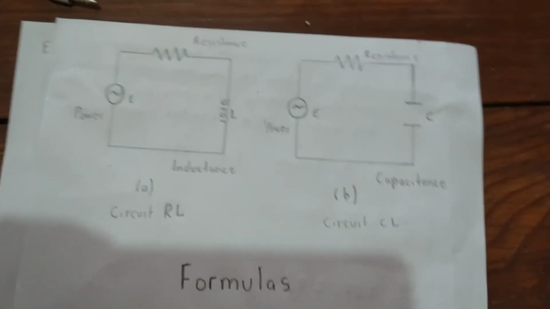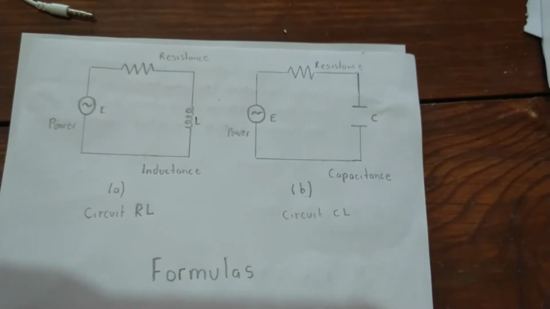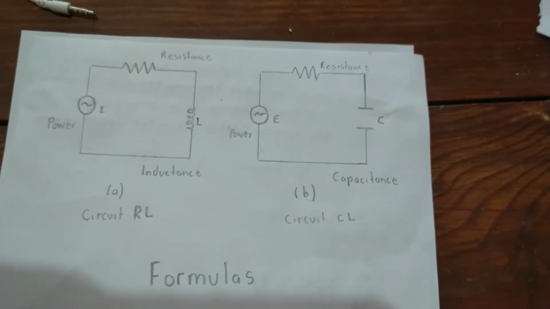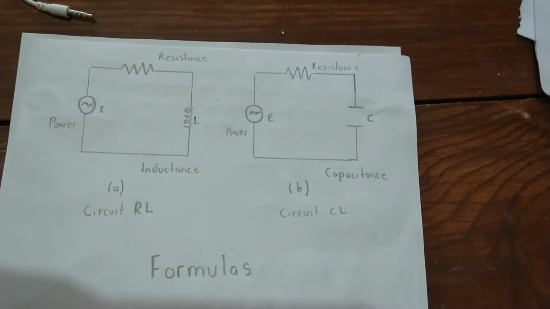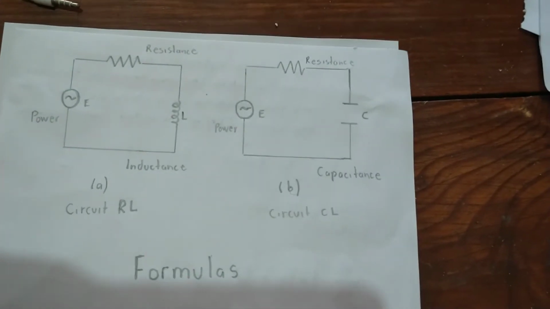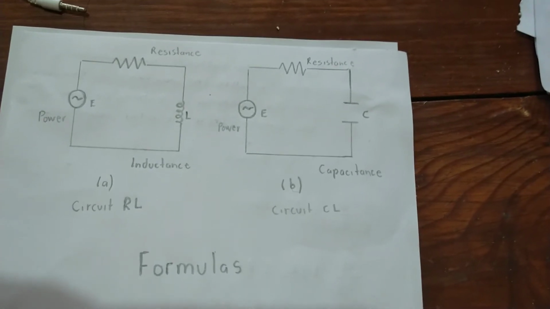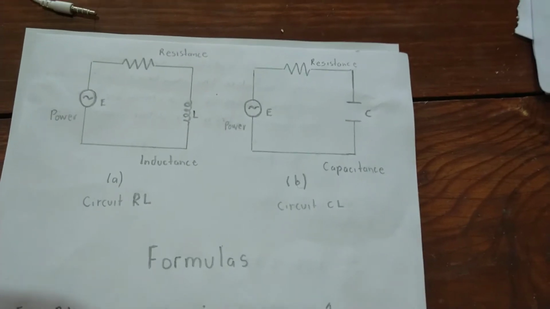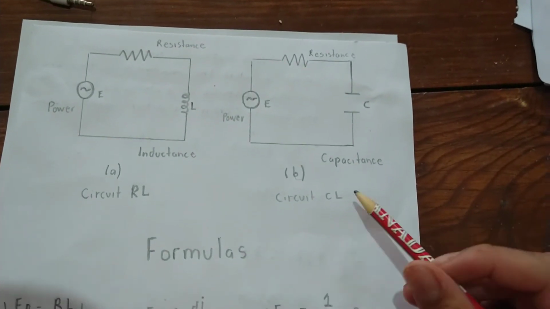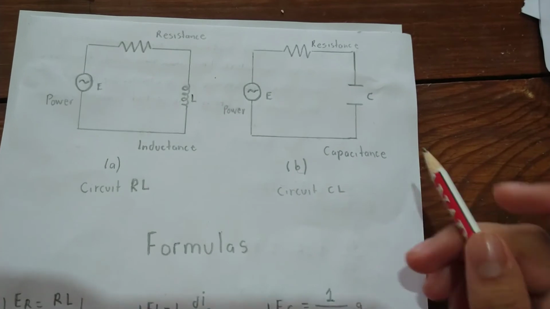Let's go on to the formulas and the circuits. Let's continue with this. We have two circuits. The first circuit is inductance and the second is capacitance. In capacitance the energy is interrupted, so for that it is capacitance and it is called CL.